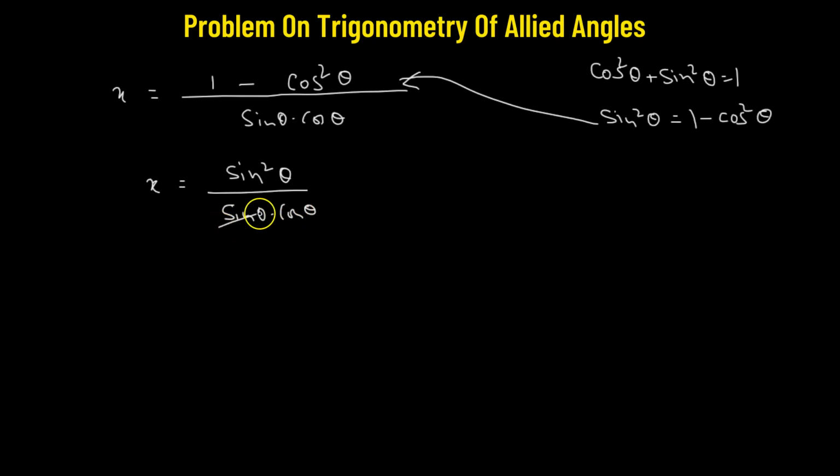Now one sine theta from the denominator and one from the numerator factor out, and that leaves us with the ratio sine over cosine. And we clearly know that this ratio is defined as the tangent function. So the x value comes out to be tangent theta.